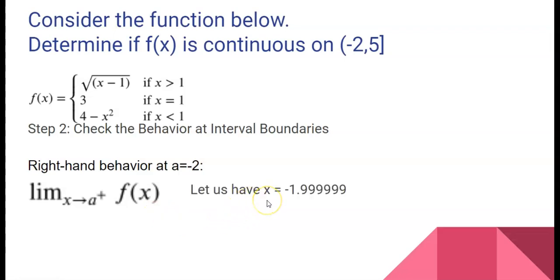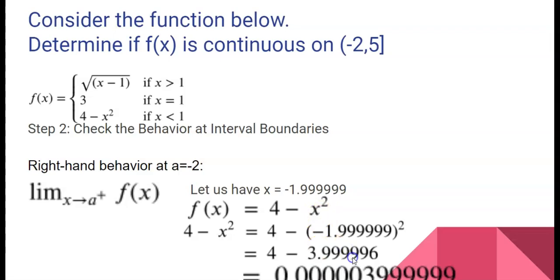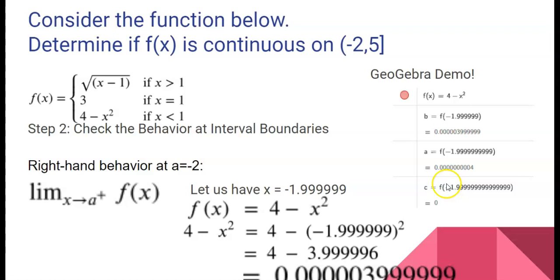So we have the value negative 1.9999, for example. And then again, this is x less than 1, then the expression to use is negative x squared. Right? And then do direct substitution. Then we have this y value that is very close to 0. Okay, then do the same in GeoGebra.